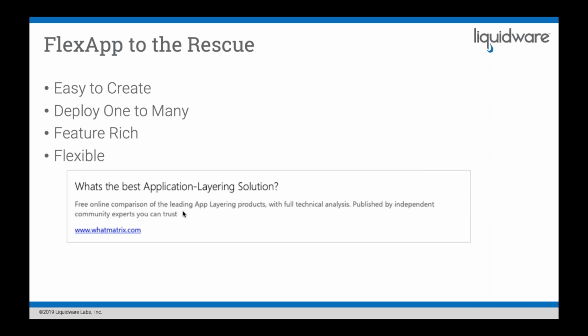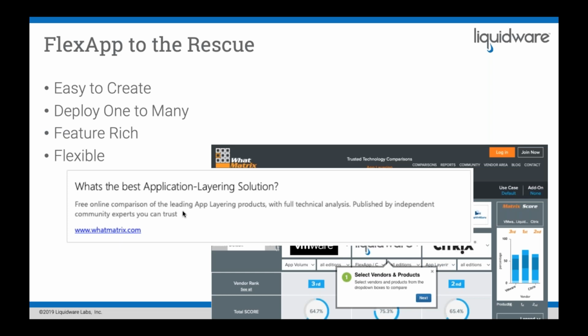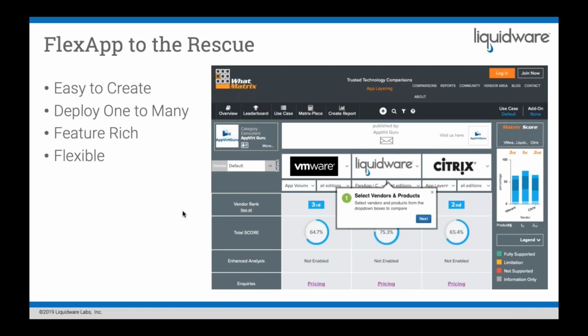As you will see in the application layering community WhatMatrix, you can find this matrix at whatmatrix.com with a bunch of other comparisons also available. This one that you see on the slide compares application layering products, but you could also compare app virtualization products, desktop as a service platforms, and more.